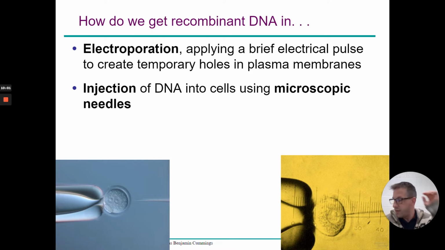Electroporation is just a way to open up holes. You give the bacteria a quick shock, and it opens up holes in the cell membrane of the bacteria, and then the little plasmids will just seep right in there. And so the bacteria will be transformed.